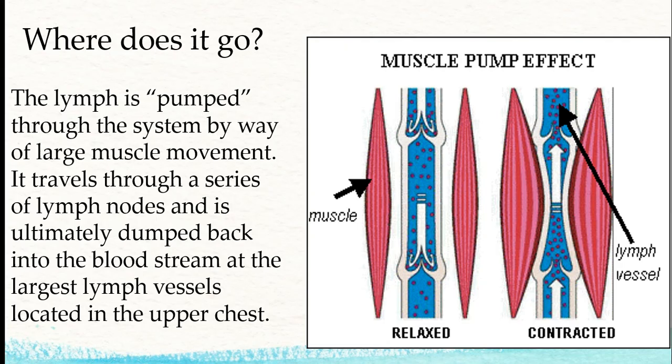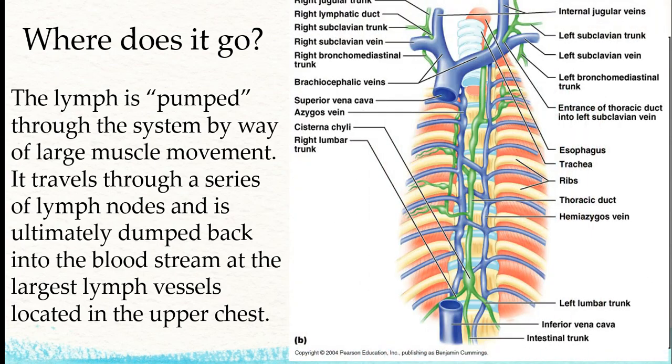We'll get to the nodes in just a moment. We'll see what happens. A node, they ultimately then will get dumped back into the bloodstream in the largest lymph vessels up near the upper chest, near the clavicles. Okay, so you can see here, I'm going to show you another picture right here where it comes up. The green one is the lymph vessels, and here you can see they'll be dumping in. We have the subclavian trunk, all these kind of things dumped back into the blood system right up in there.